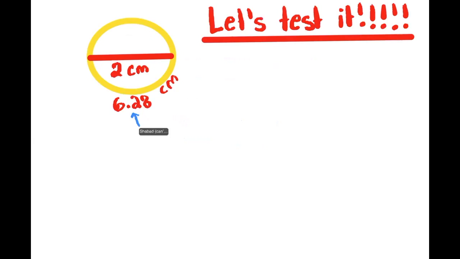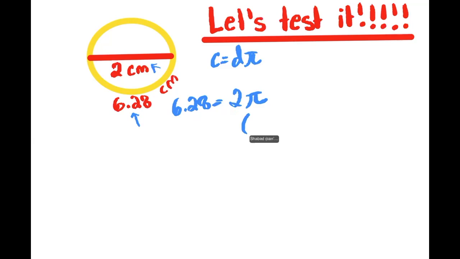So we have the circumference, which is 6.28, and we have a diameter, which is 2 centimeters. What we're going to do is write the formula that we found, which would be circumference is equal to diameter times pi. And now we're going to substitute them in. So we have 2 for our diameter times pi, and we also have 6.28. For pi, we're going to use 3.14.